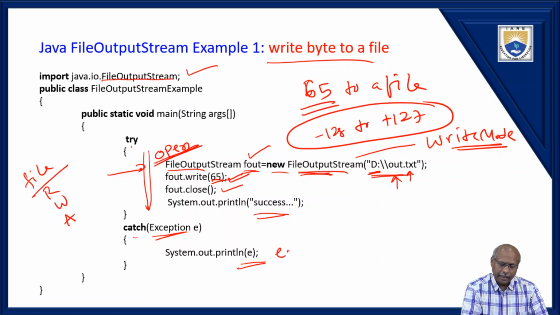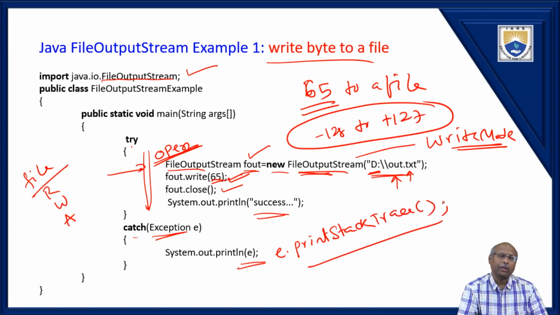Otherwise, you can write e.printStackTrace. So you can use this statement also. Of course, the simple way is this: print the exception object. This program will write a single byte to a file. The byte value will be between minus 128 and plus 127 only. So you can write byte by byte.